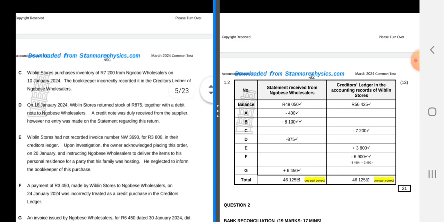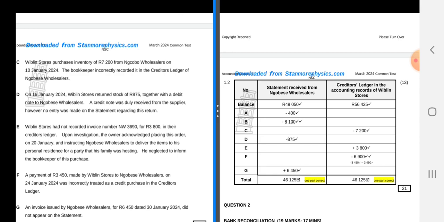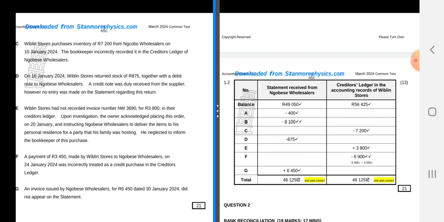Okay. And then D, on the 16th of January 2024, Webin Stores returned stock of 875 together with a debit note to Ngobeze Wholesalers. A credit note was duly received from the supplier. However, no entry was made on the statement regarding this return. So we returned stock for 875, but no entry was made on the statement. So we need to subtract the 875, because in the ledger it has already been subtracted. And then we are going to E. Webin Stores had not recorded invoice number NW3690 for 3,800 in their creditors ledger.